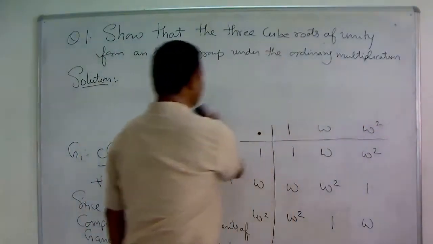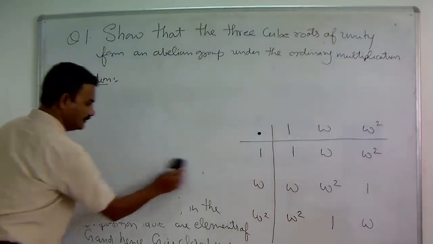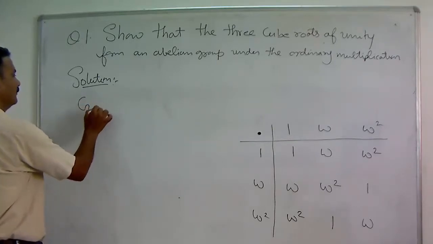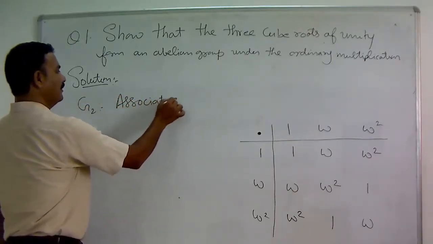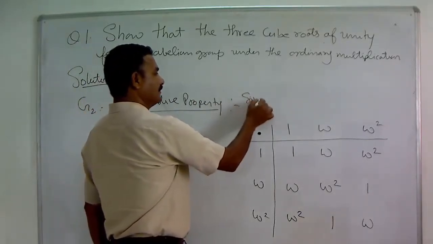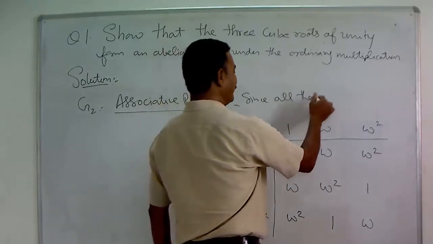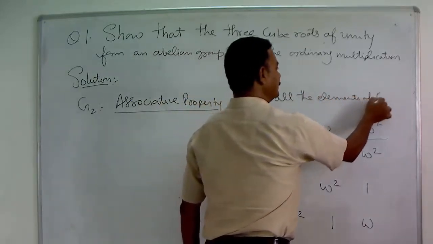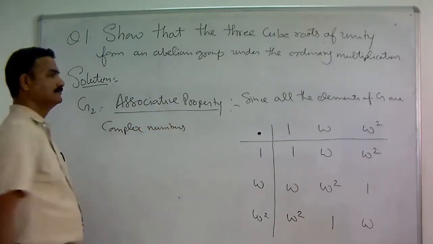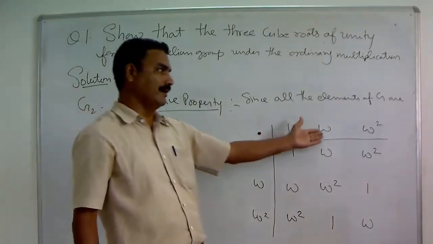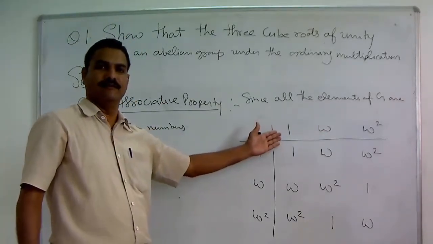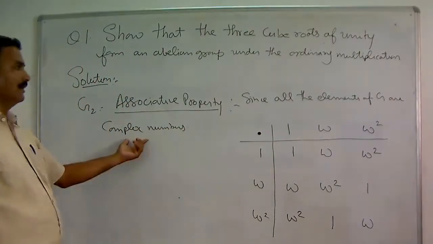Second, G2, which is the associative property. Since all the elements of G are complex numbers, as omega, omega square and 1, and 1 can be written as 1 plus iota into 0, which can be expressed in imaginary value. So 1, omega and omega square, all three are complex numbers.